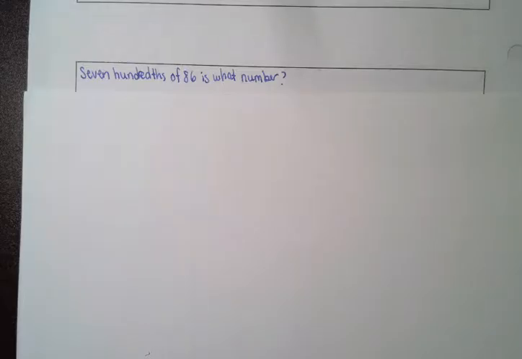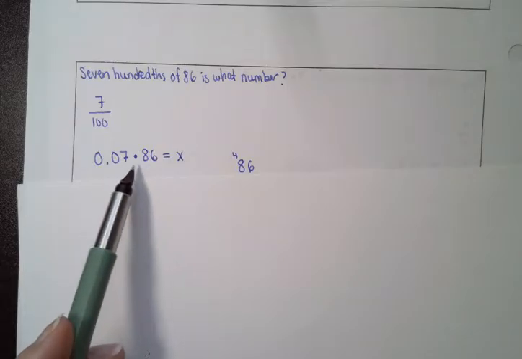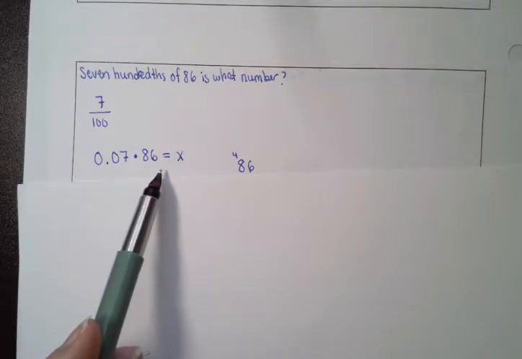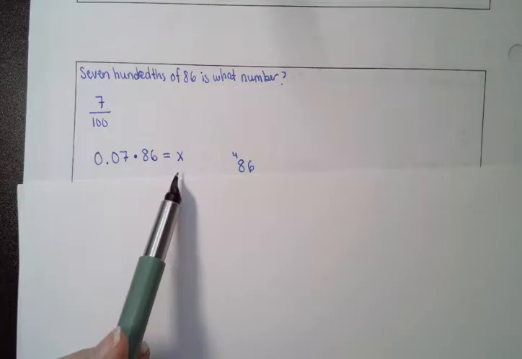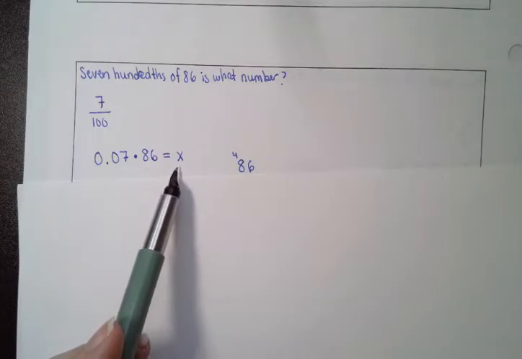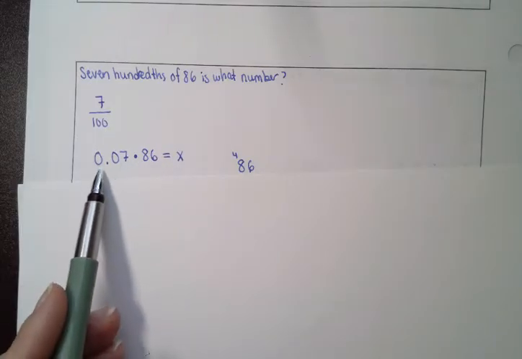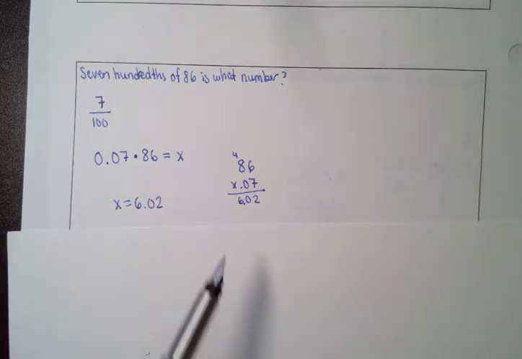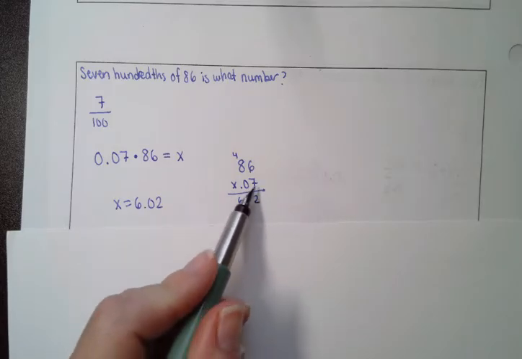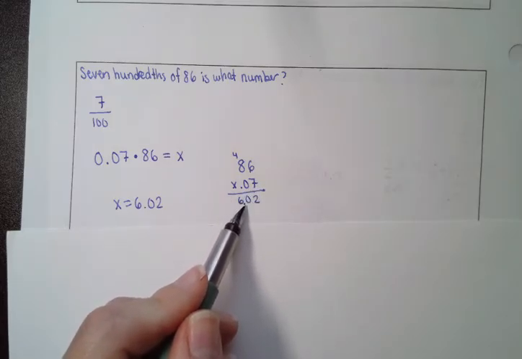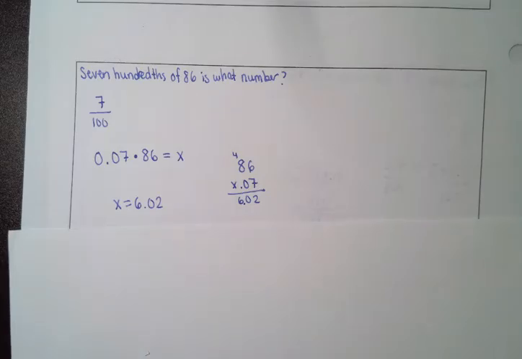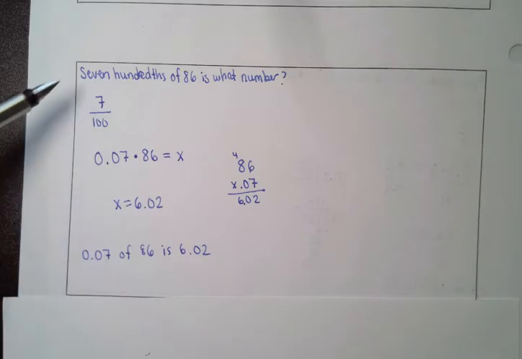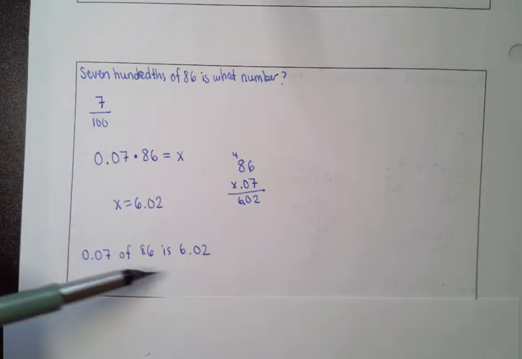Checking the answer for this, setting up the equation, I did 7/100 of 86, which means times 86 equals x. This time I don't have to do anything to solve for x. X is already by itself. I just have to simplify by multiplying 86 times 0.07, which I did. Remembering the decimal rule, I had to move the decimal over 2 places, and I got 6.02, or 6 2/100. So answering the original question, 7/100 of 86 is 6.02.